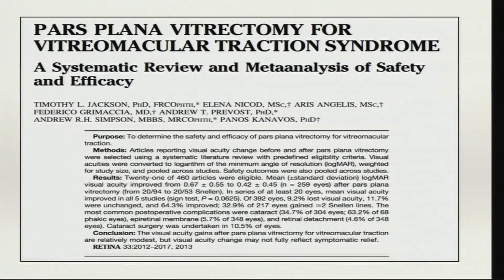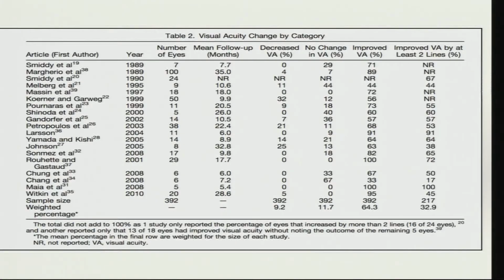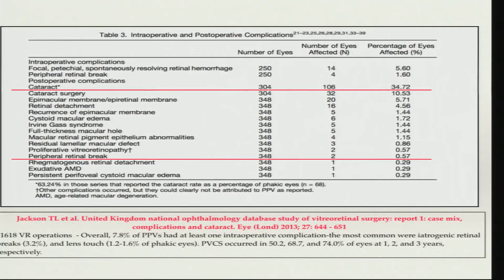So here it comes out without breaking the cyst space. So vitrectomy, there was a big systematic review done recently, which definitely showed very high rates of visual improvement. And the most common complication was cataract.